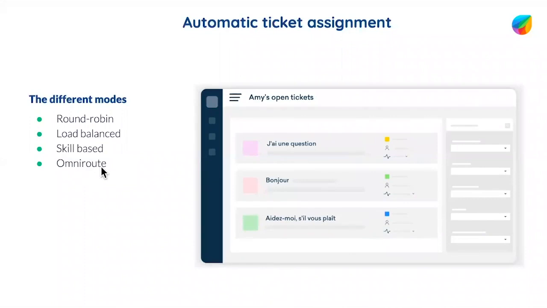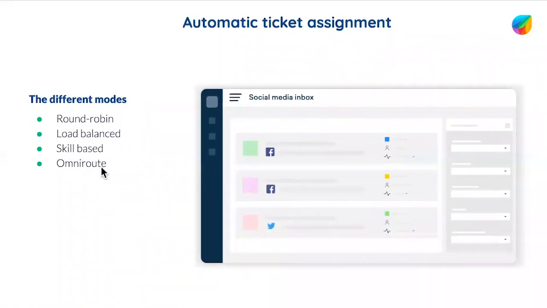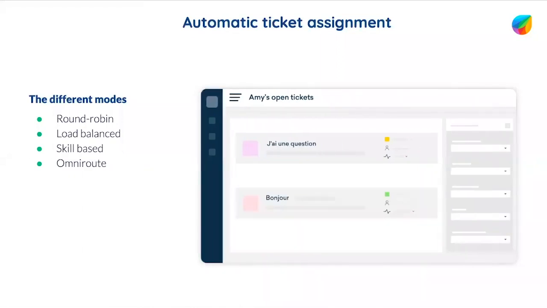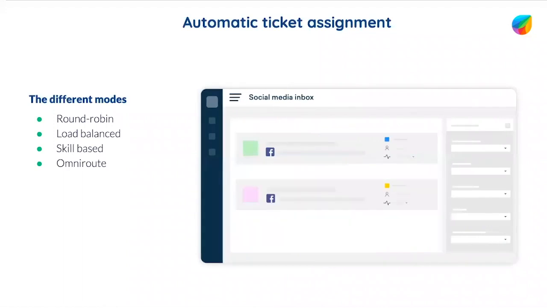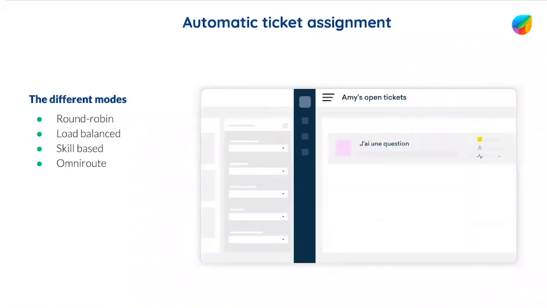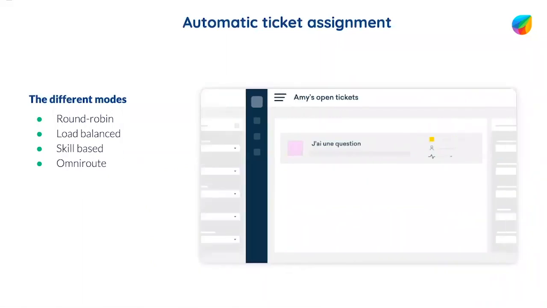You can also assign based on skill. As an example, if you have customers that speak a certain language, French or Italian, those tickets would go to the agents that are skilled at speaking that language. The last one, if you use Fresh Chat or Fresh Caller and your team helps customers across different channels, OmniRoute takes into consideration their load.